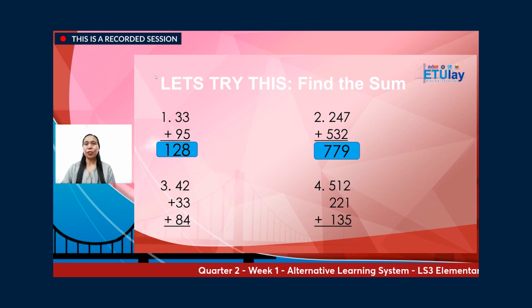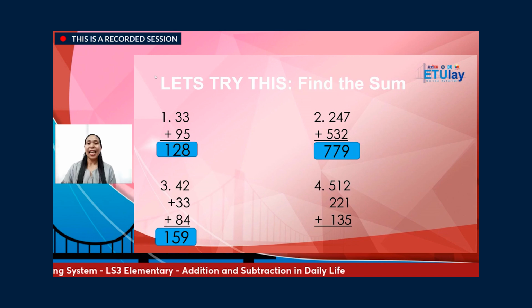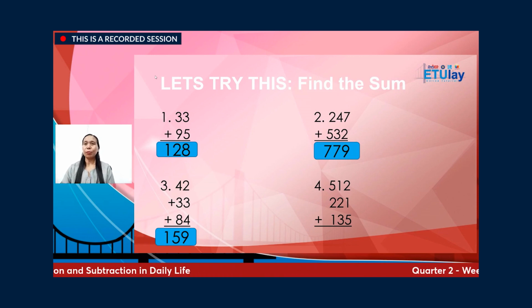Let's move on to number 3. 42 plus 33 plus 84. Good job! You get the answer of 159. Now we have number 4. 512 plus 221 plus 135. Excellent! The answer is 868.